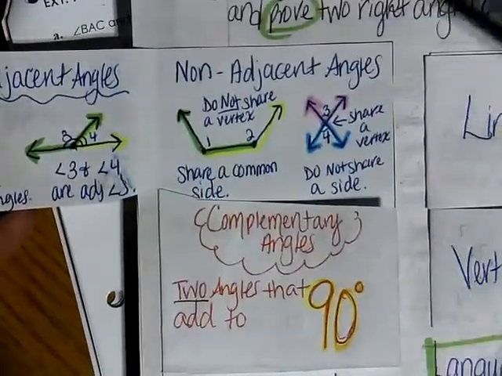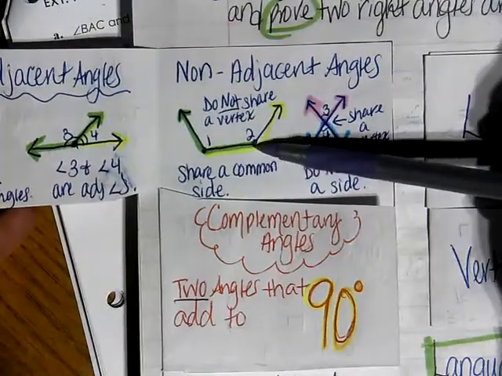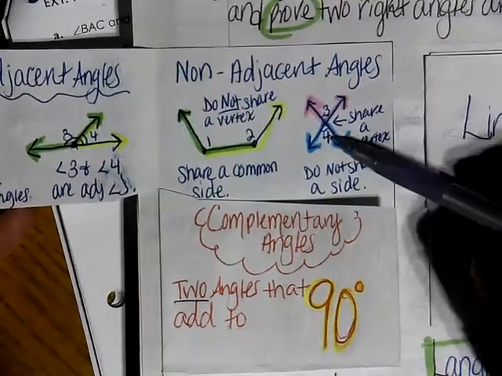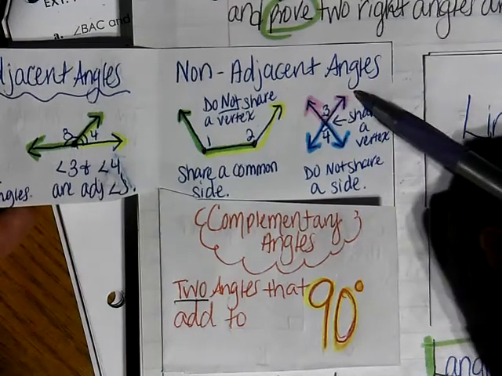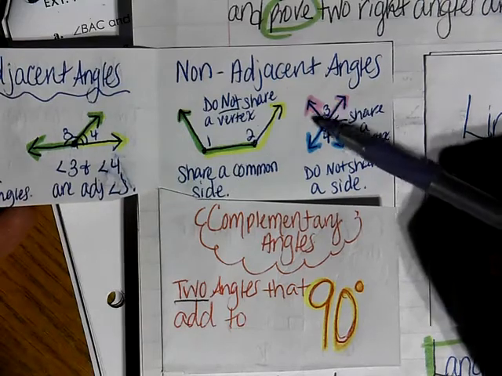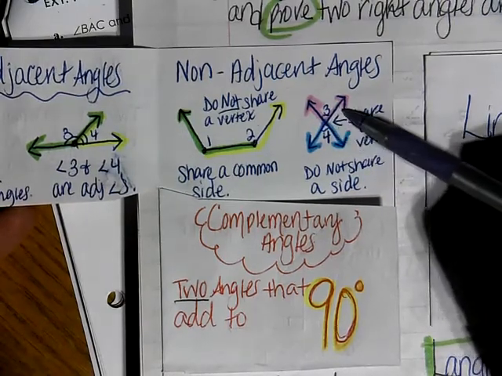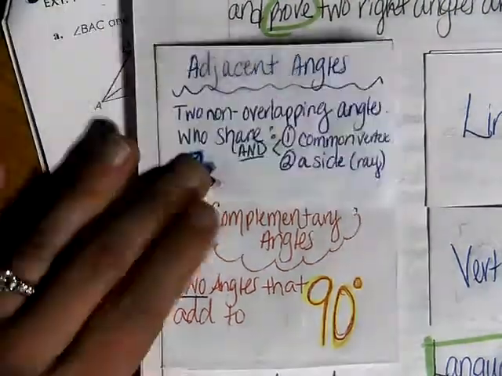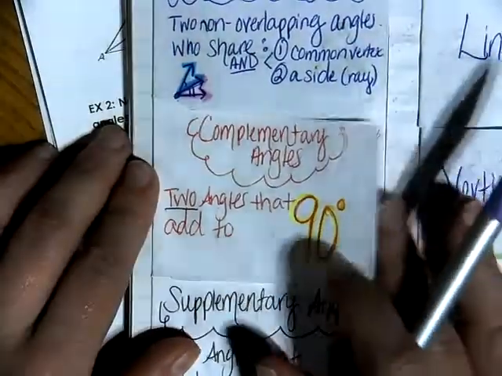Some examples of non-adjacent angles are angles 1 and 2 here. They share a side, but they don't share a common vertex. Or the pink and the blue angles. They share a common vertex, but they don't share a side. Now, in this picture, there do exist adjacent angles, but these adjacent angles aren't the ones that we are talking about. So 3 and 4 are not considered adjacent angles. Instead, they're considered vertical angles, but we'll talk about that in a little bit.